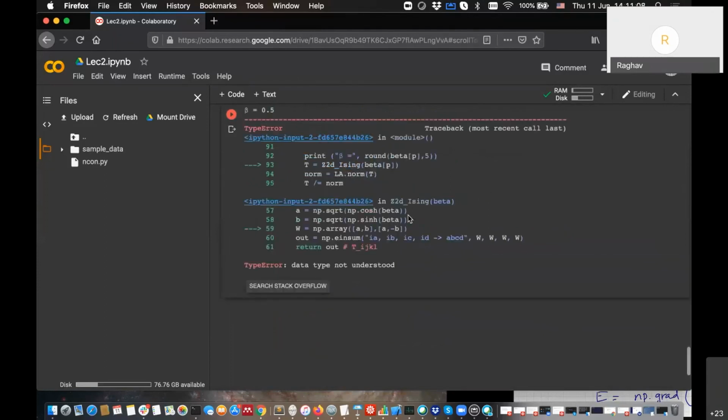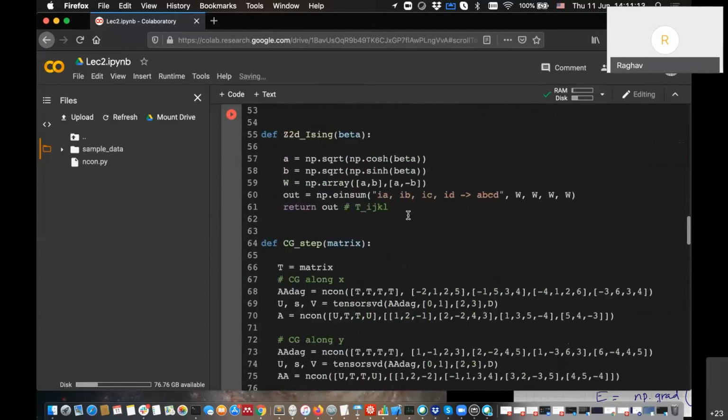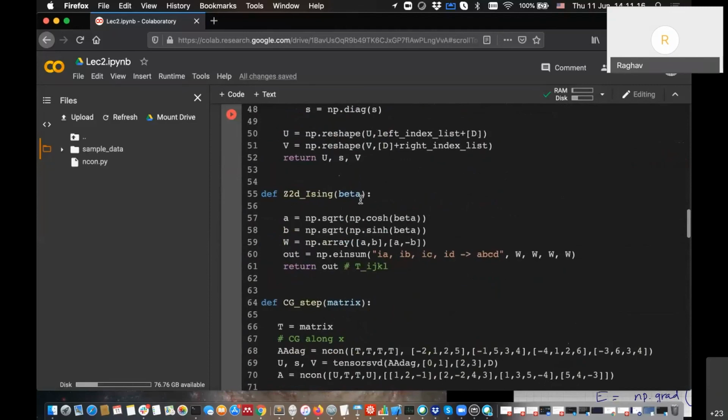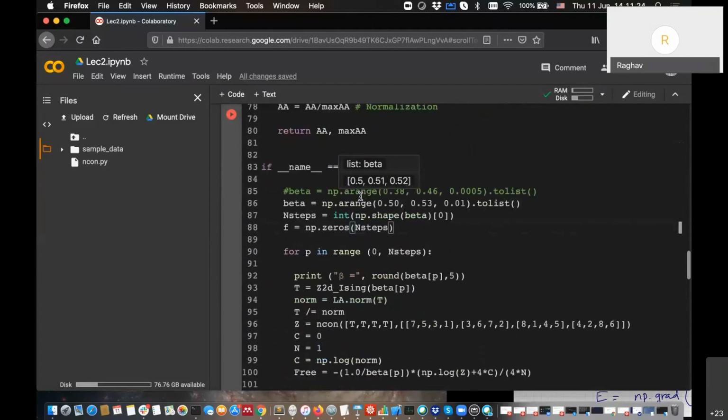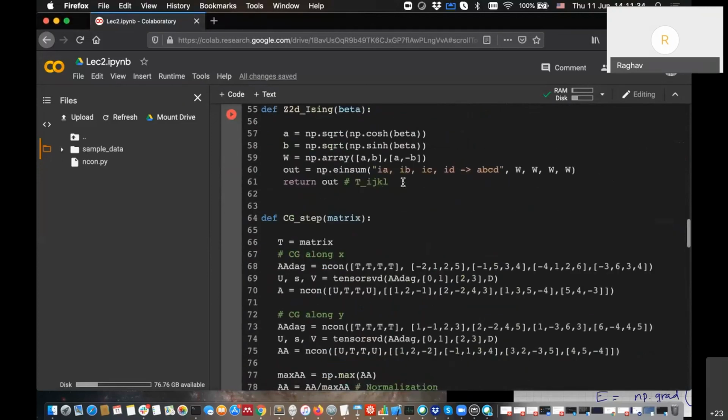Okay, I think the problem is beta p. Z2D Ising is, oh, maybe the problem is here. No, Z2D, what am I giving it to? Oh, it should be fine. You need an extra set of brackets on line 59. Yeah, I think you're right. Yeah, absolutely, you're right. Thank you so much. You're absolutely right. It still gives an error. Come on.